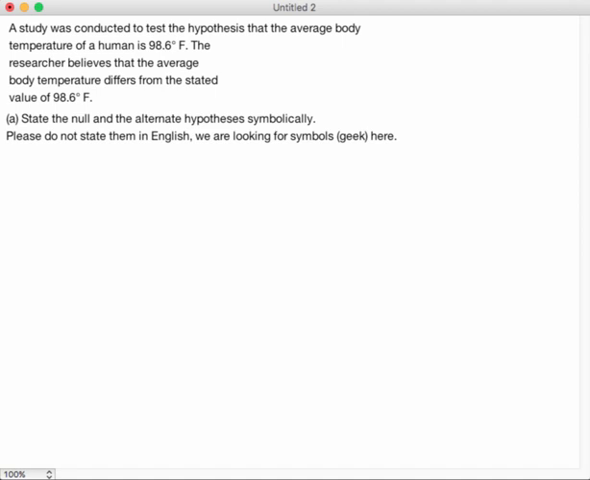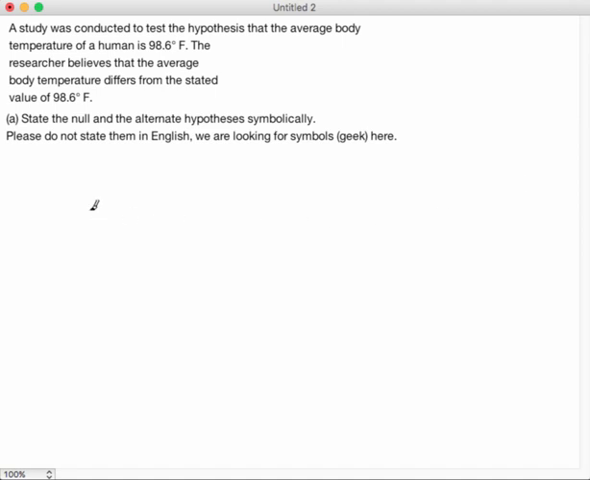Okay, so they want us to state the null and the alternate hypotheses symbolically. In other words, they don't want us to say the average body temperature is 98.6 or the average body temperature is not 98.6. They don't want the null and the alternate written in English. They want it written in Geek. They want it symbolically. So let's go ahead and do that.